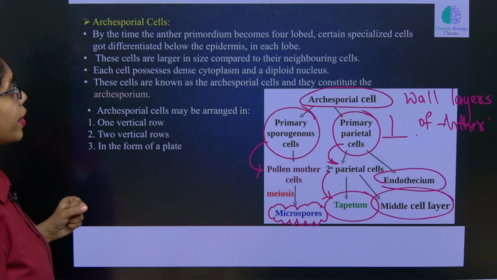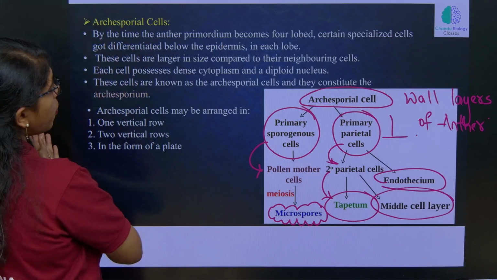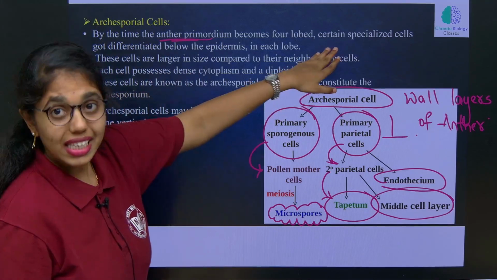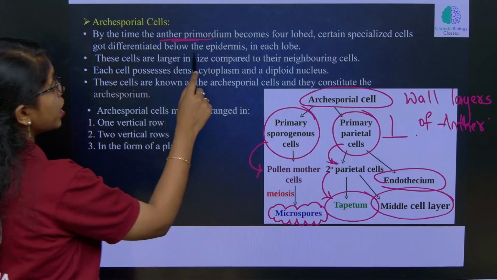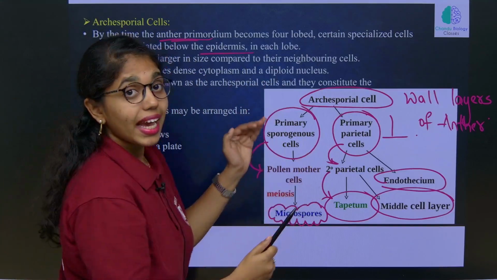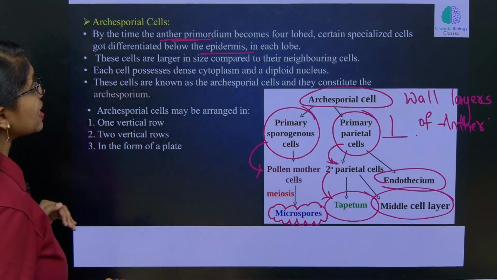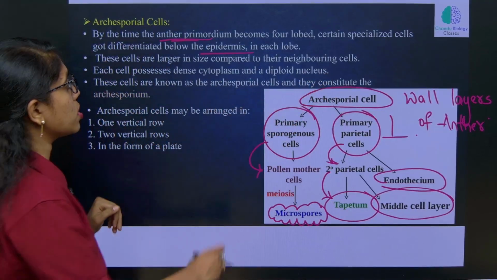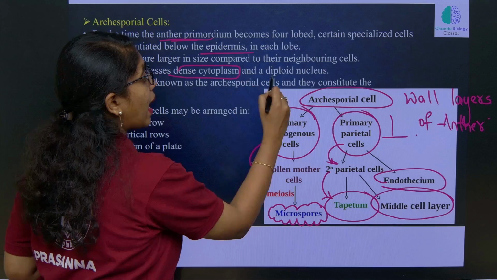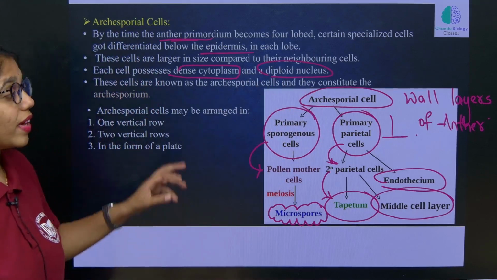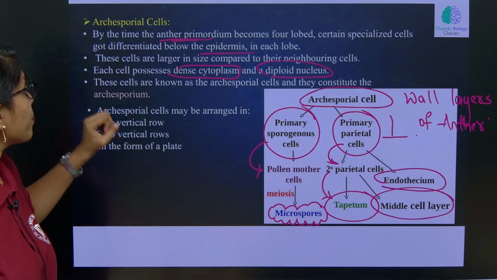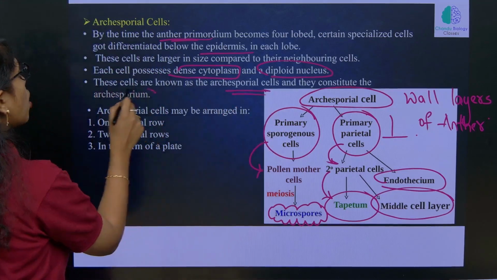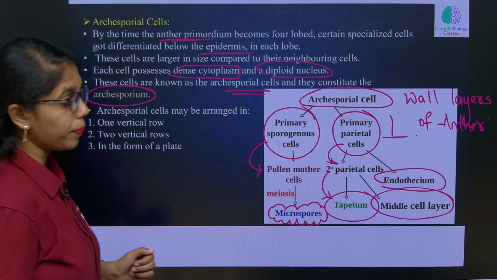Now let us look into the theory also. By the time the anther primordium becomes 4-lobed, certain specialized cells get differentiated below the epidermis in each lobe. These cells are larger in size when compared to the neighboring cells. Each cell possesses dense cytoplasm and a diploid nucleus with the complete set of chromosomes. These cells are known as archesporial cells, also called archesporium.